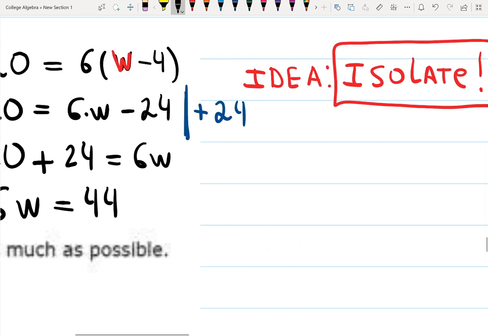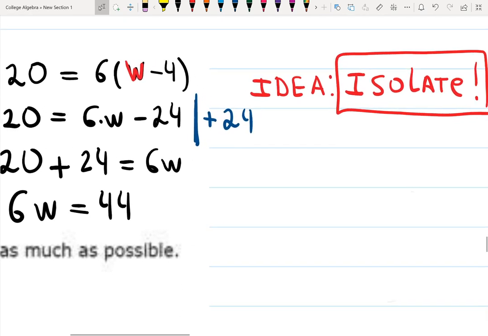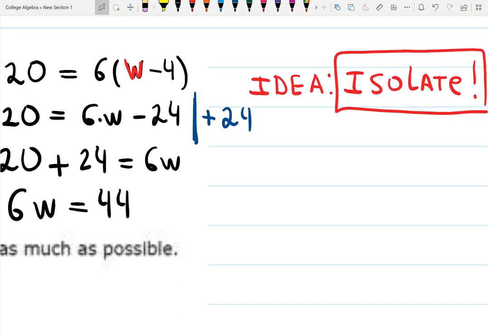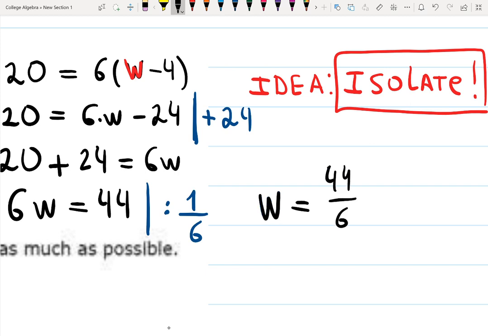Now, the last step to isolate, remember I'm trying to isolate w, is to completely have it standing by itself. So the last step will be to divide by 6, because 6 is the only step between me and isolated w. So w will be 44 over 6, and that can be simplified. Let's divide by, say, 2, so it's going to be 22 over 3, and that is the answer.